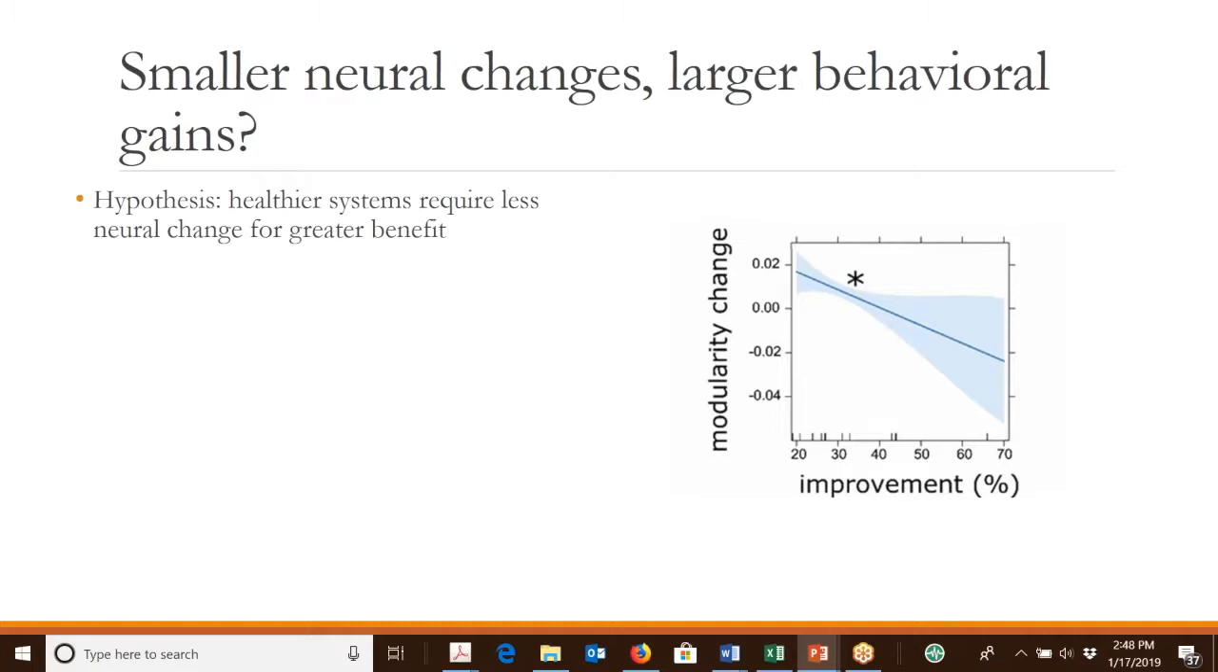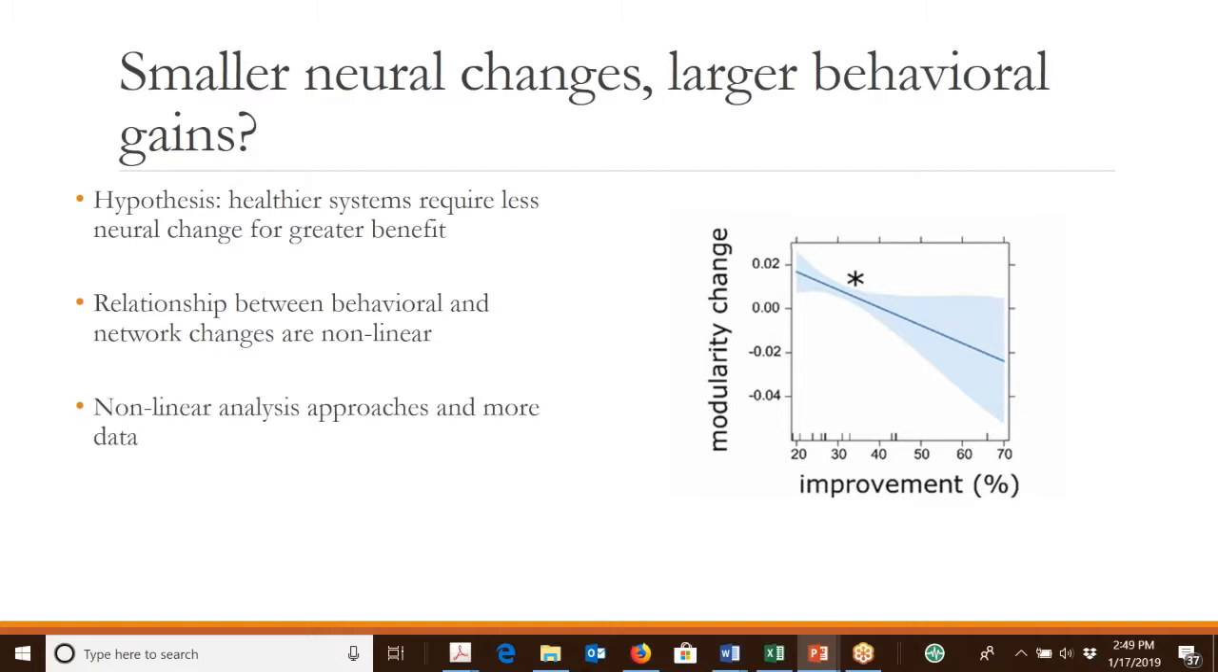What about the seemingly paradoxical result of smaller neural changes, larger behavioral gains? I think that it's really not paradoxical when you think about the health of the system and how a healthy system is more likely to be responsive to change. What this suggests is that the relationship between behavioral and network changes is nonlinear, and we probably will need to adopt and develop nonlinear analysis approaches in order to look at these things more carefully, and those will require larger data sets than we currently have.